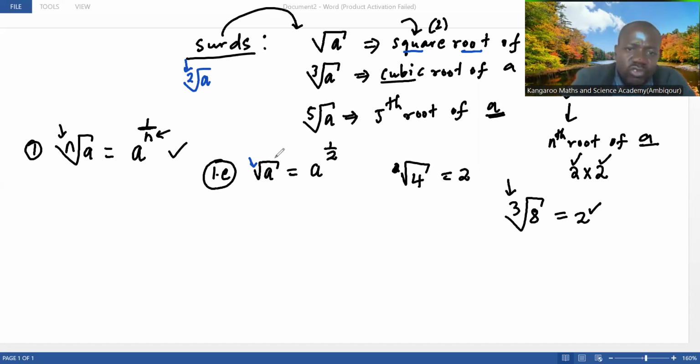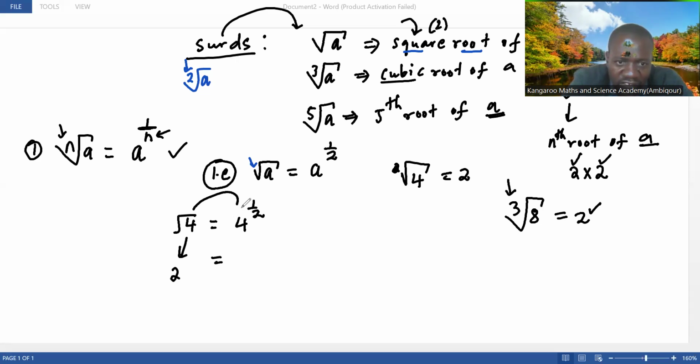That's why if we want to prove that the square root of 4 is the same as 4 to the power of half, we know the square root of 4 is 2. Now let's reprove this. If we change the surd to an exponent now.